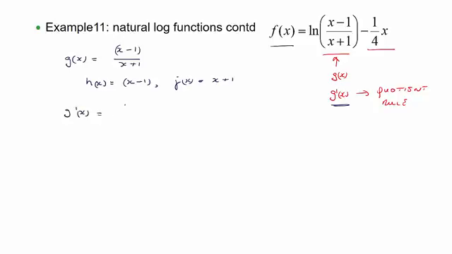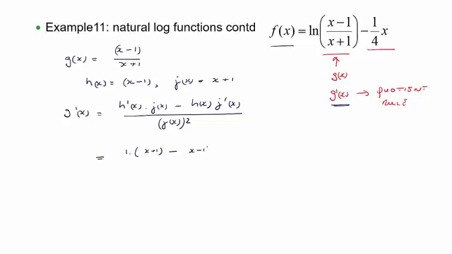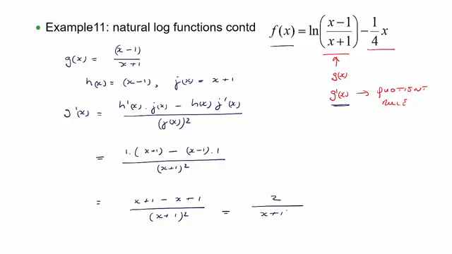g prime x will equal h prime x times j of x minus h of x times j prime x, divided by j of x squared. We can substitute in there for those values. h prime x, well, the first derivative of x minus 1 is just 1, times x plus 1 minus x minus 1 times j prime x, the first derivative of x plus 1 is just 1 again, over x plus 1 squared, will equal x plus 1 minus x minus minus 1, which is plus 1, over x plus 1 all squared, which is equal to 2 on x plus 1 all squared.